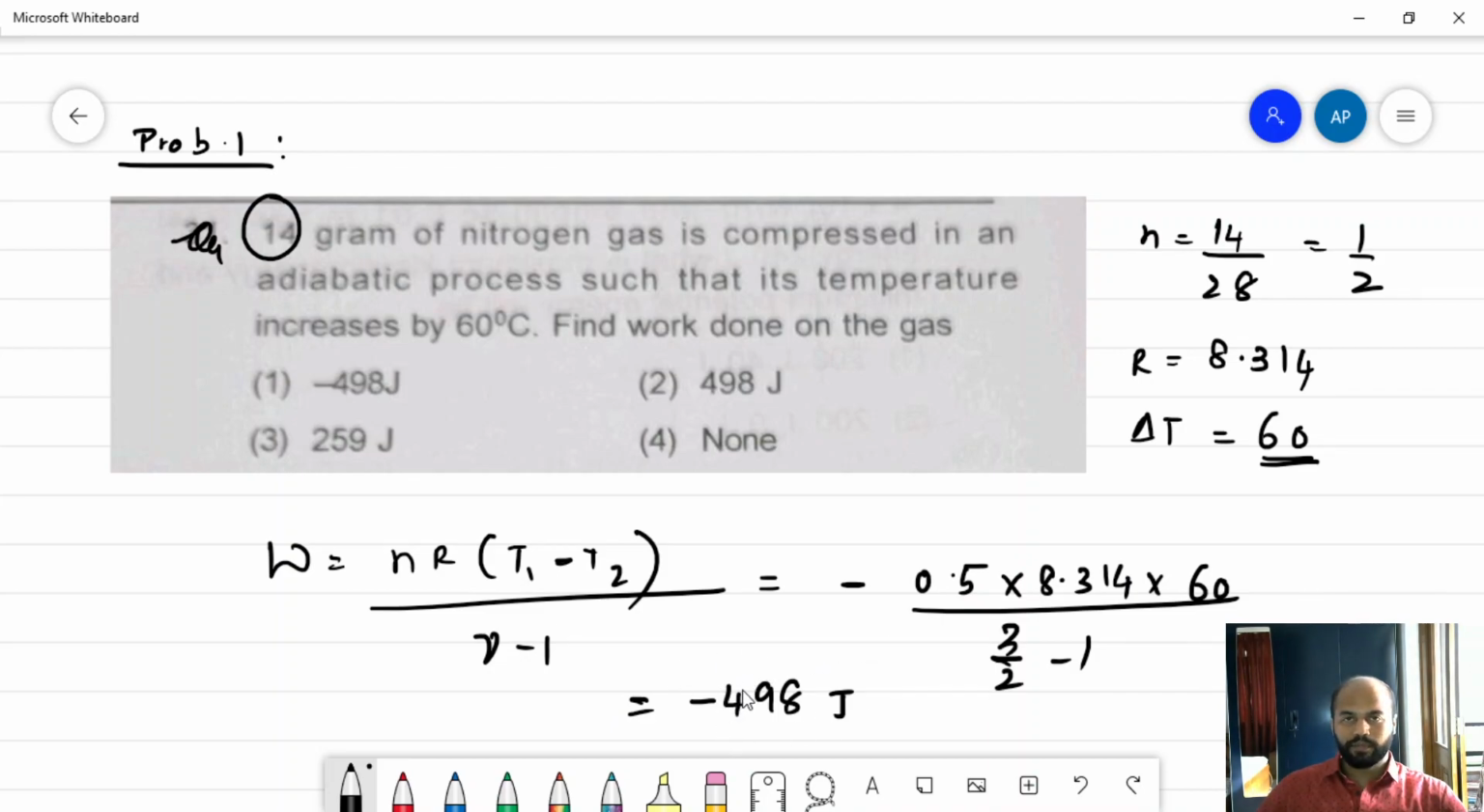Now the gas is compressed. Obviously, we are getting the negative sign as per the convention, because we have said that whenever we do some work on the gas, it is negative work, and whenever the gas expands, that is the gas does some work, it is a positive work done.